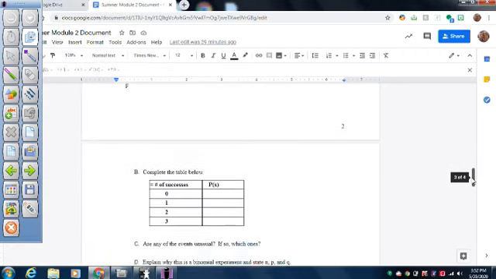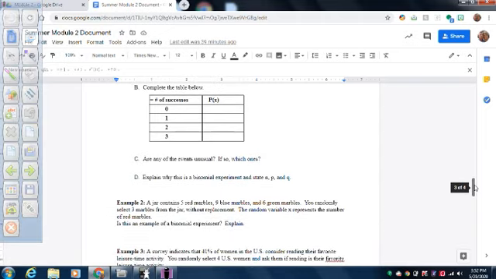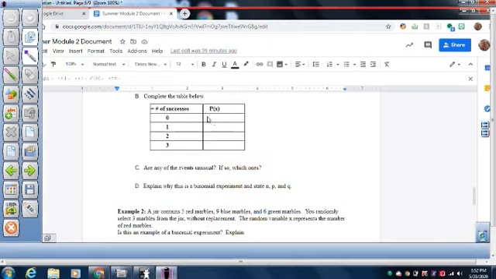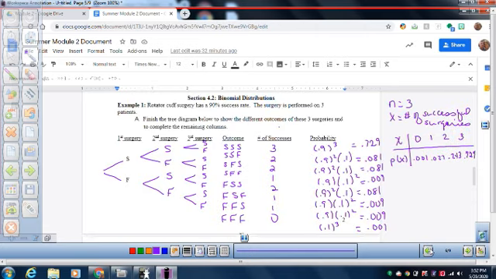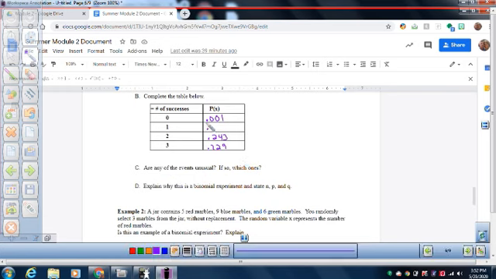So if we go back here, this was 0.001. I know this one was 0.243, 0.729, and this one was 0.027. Are any of the events unusual? Yes. Both of these are less than 0.05: 0 and 1 successful surgeries.